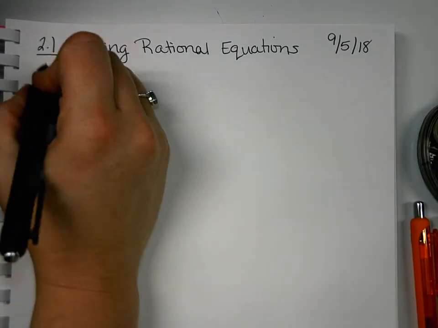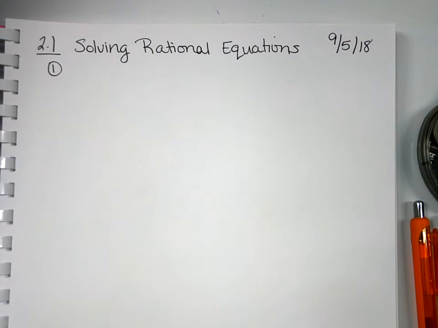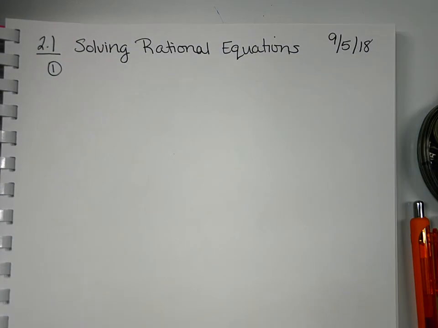So to start off, a rational equation is when you have fractions on either side of your equation, otherwise known as fractional expressions or rational expressions on either side.